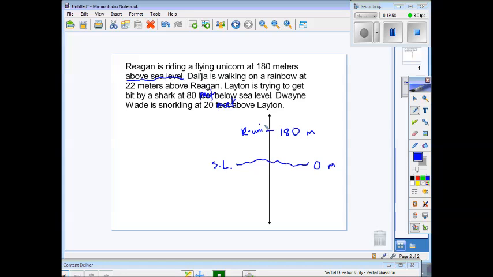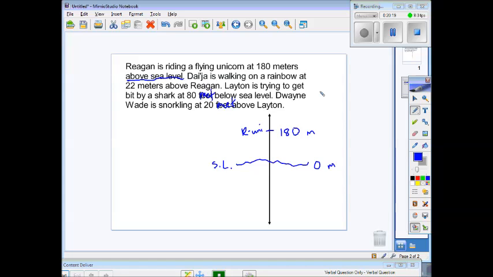Now we got to read the next sentence. So I'm taking care of what's going on with Reagan. I've got her on there. Remember, how much of a space there is between isn't really all that important for this, because it's not going to be exact. Next, we know Deja is walking on a rainbow at 22 meters above Reagan.